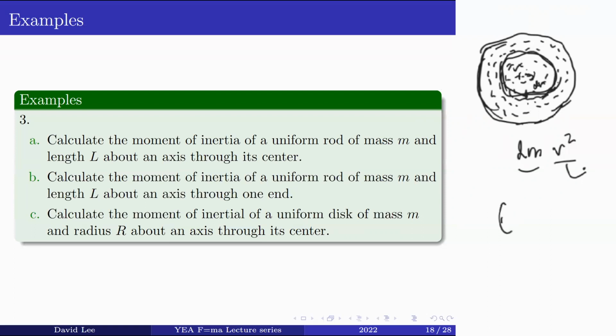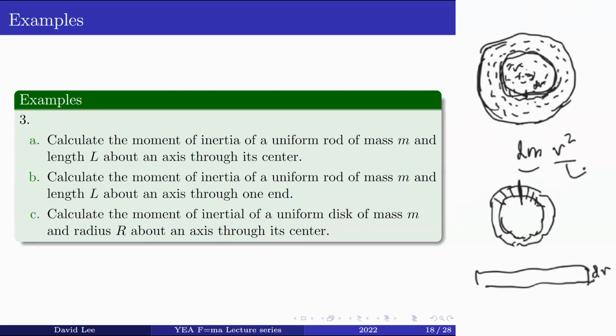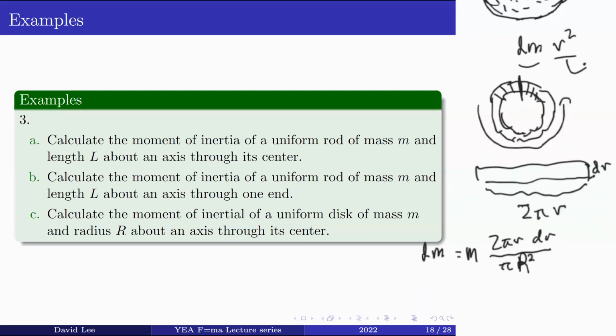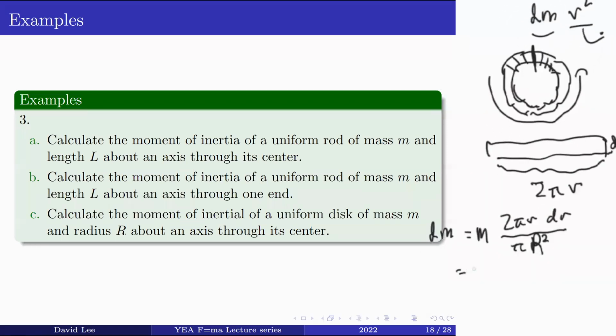Well, we can think of it kind of like a collection of small rectangles. So if we cut it here and unfold it, we'll just get a large rectangle. It has thickness dr and length 2 pi r because that was the original circumference of a ring. So now its area is just 2 pi r dr. So its mass is m times its area over the entire area, and this should simplify to be 2 mr over r squared dr.